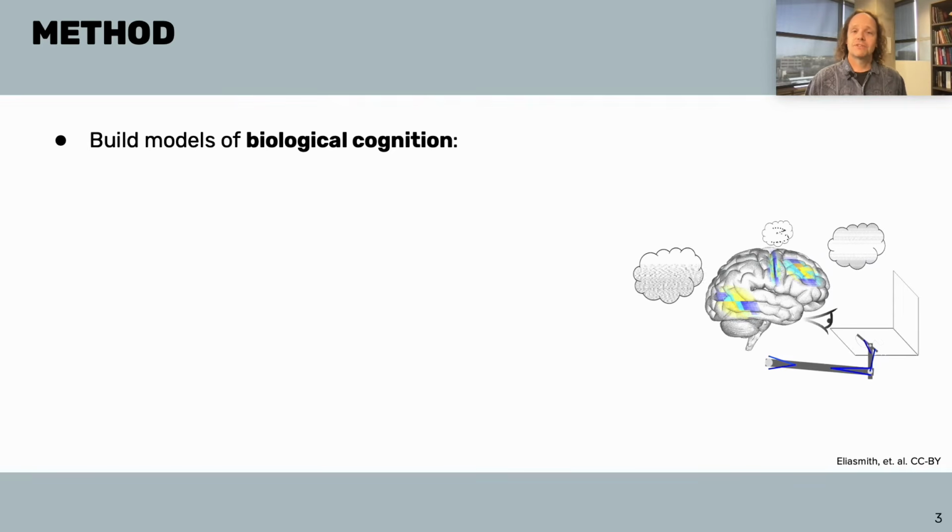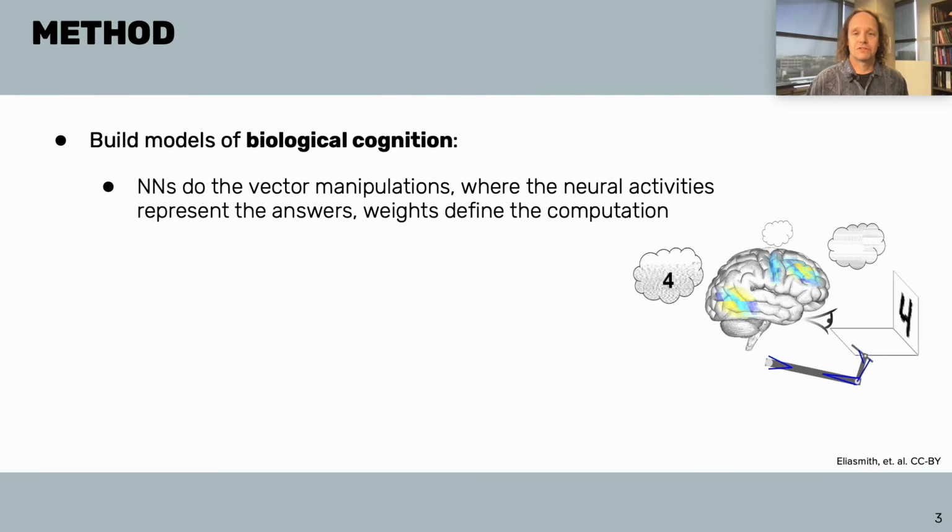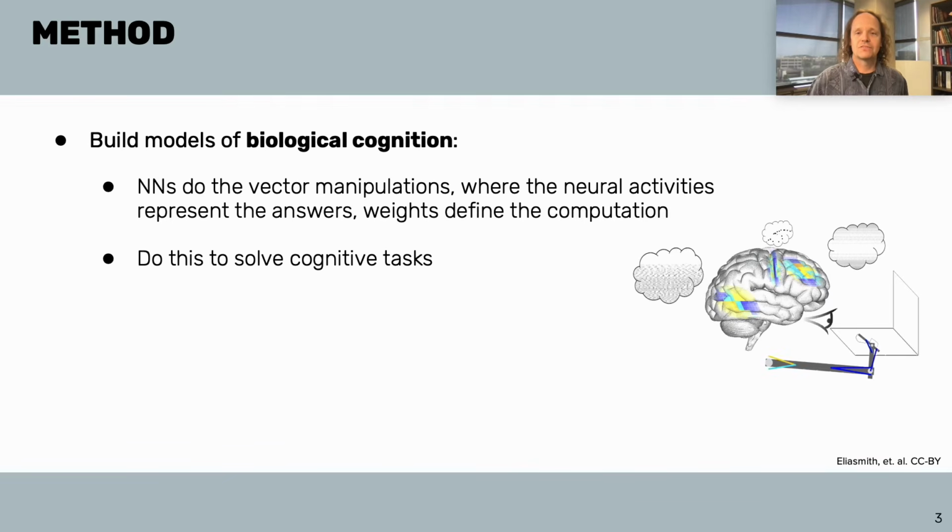What we want to talk about today is how we got structured representations into a large-scale spiking brain model like SPAUN. Now, as I've already mentioned, we always think of neural networks as doing vector manipulations. Typically, we think of the results of those manipulations as appearing in the activities of the neural network, and the weights between the layers of the network are defining the computation. So the question really is, how can we use that standard way of thinking about neural networks to solve cognitive tasks?